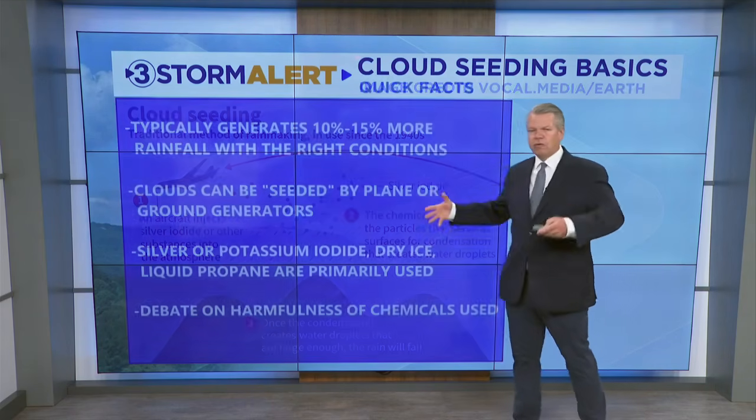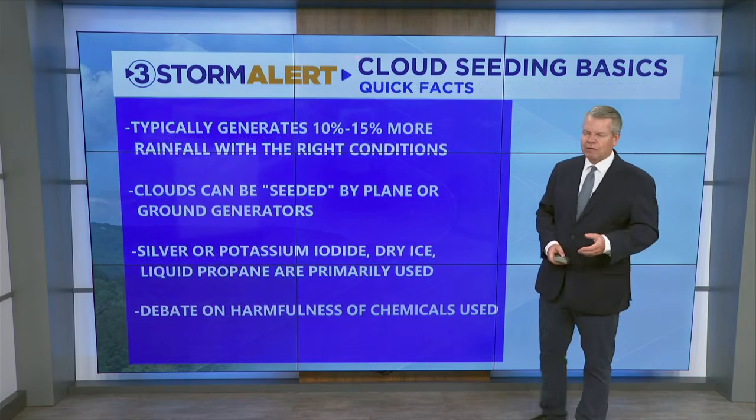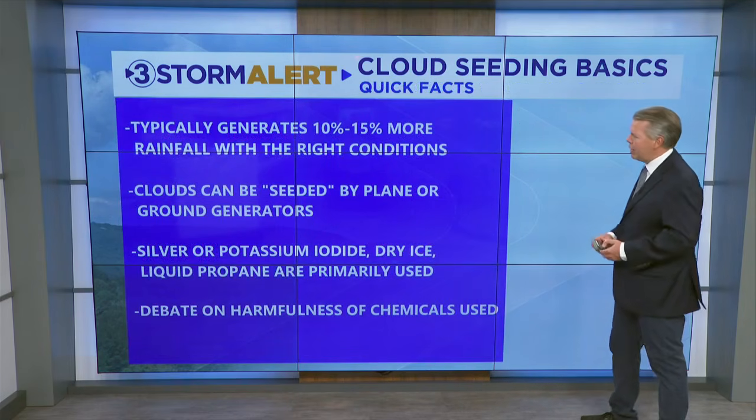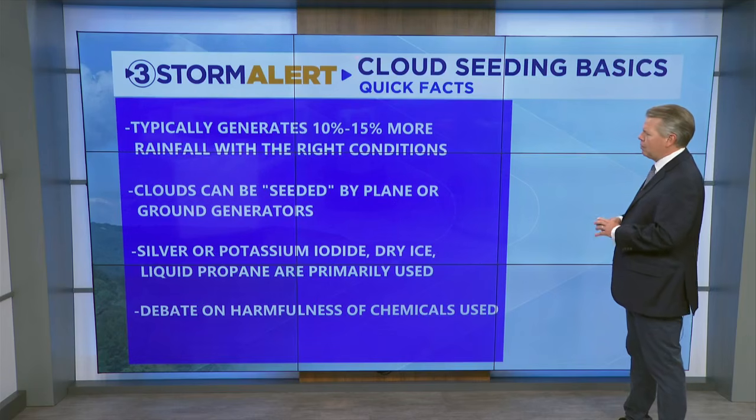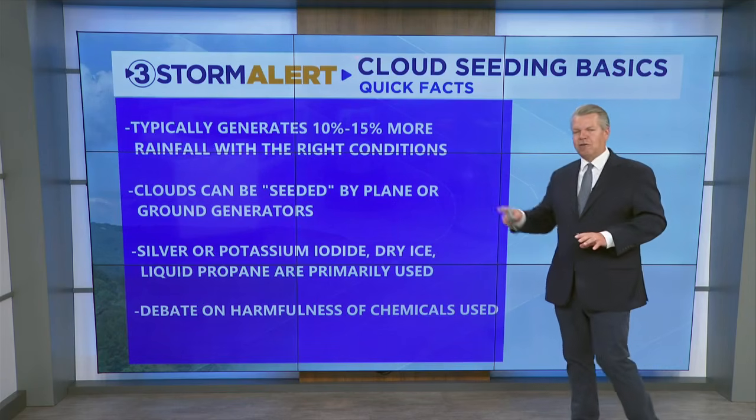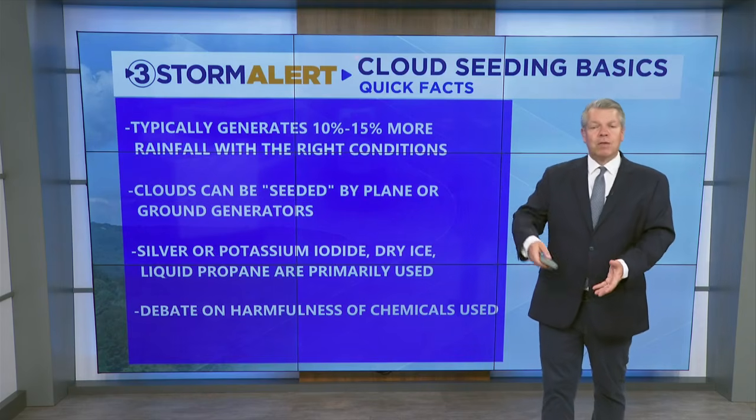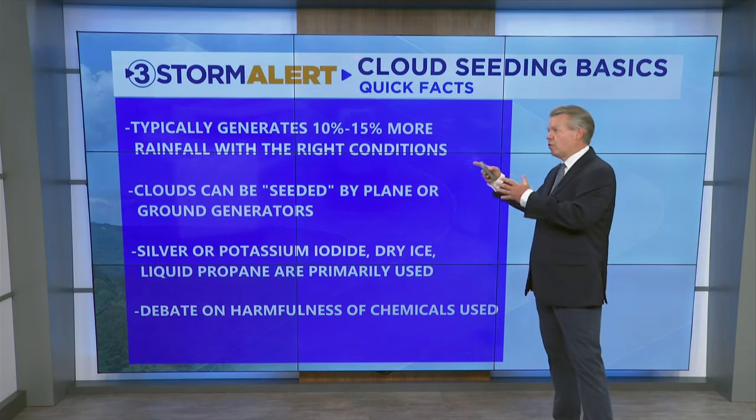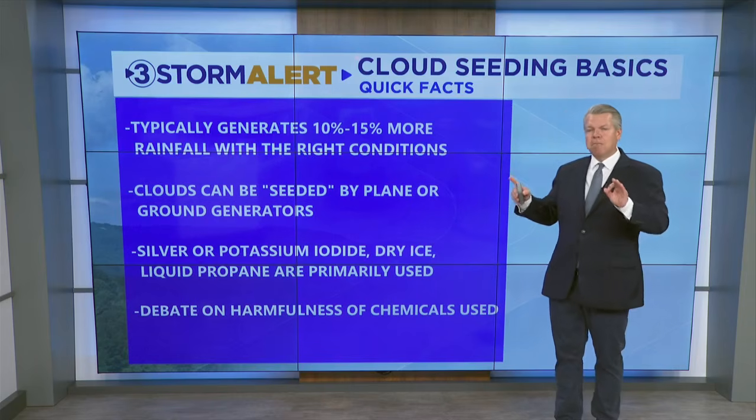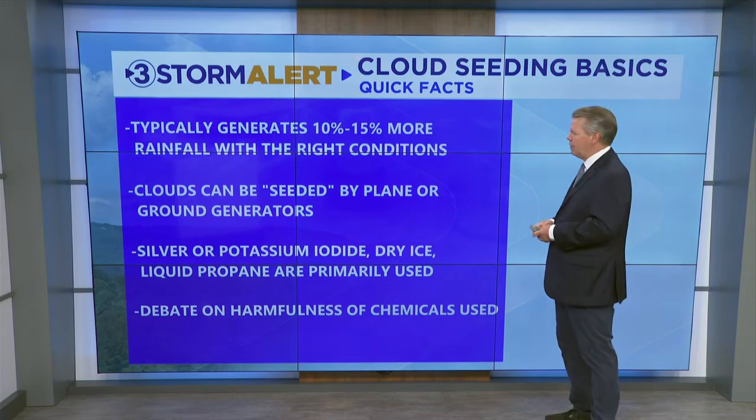So what are some quick facts regarding cloud seeding? Typically, it will generate maybe 10% to 15% more rainfall with the right conditions. Now, that's on average. You can go to some sources and find as low as 5%. You can go with some sources and find as high as 30%. Most have an average of 10 to 15%.